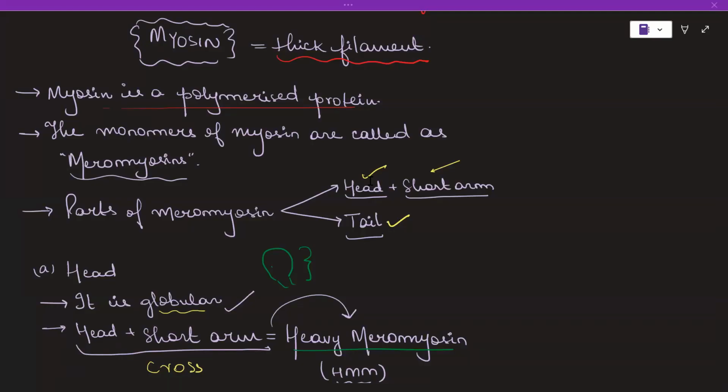Ma'am, what does polymerized mean? Polymerized means that it is a polymer which is made up of several monomers. When several monomers are attaching together, it is making up a polymer by the process of polymerization. So it is a polymerized protein.